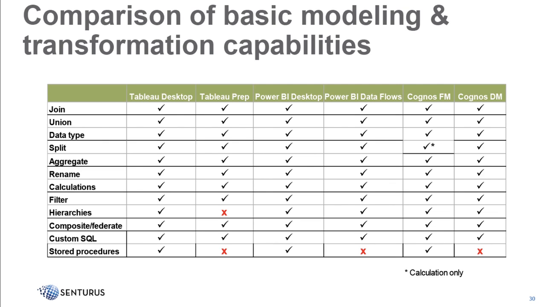Splitting in Cognos Framework Manager, for example, you have to use a calculation to do that, right? Kind of old school. Stored procedures, you can't leverage those in Tableau Prep yet. You can't use those in Power BI data flows yet. And you can't do it in Cognos data modules yet. And in Tableau Prep, you can't create hierarchies, for example, but all the basics are there.